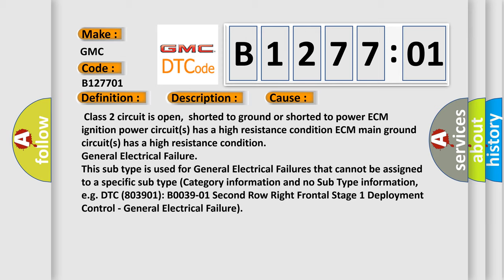General electrical failure. This subtype is used for general electrical failures that cannot be assigned to a specific subtype. Category information and no subtype information, e.g. DTC 800-3901-B0039-01. Second row right frontal stage 1 deployment control, general electrical failure.